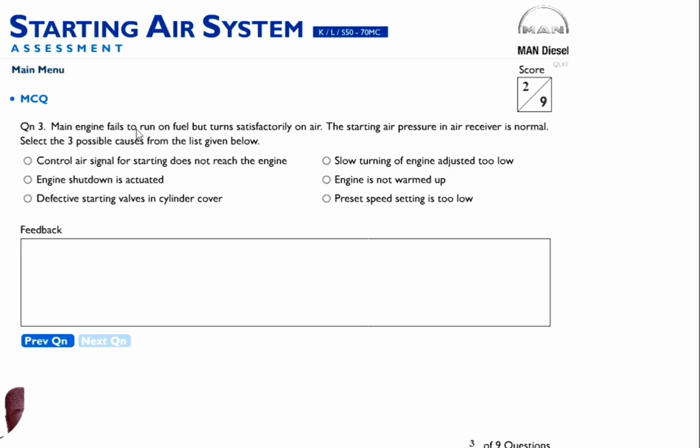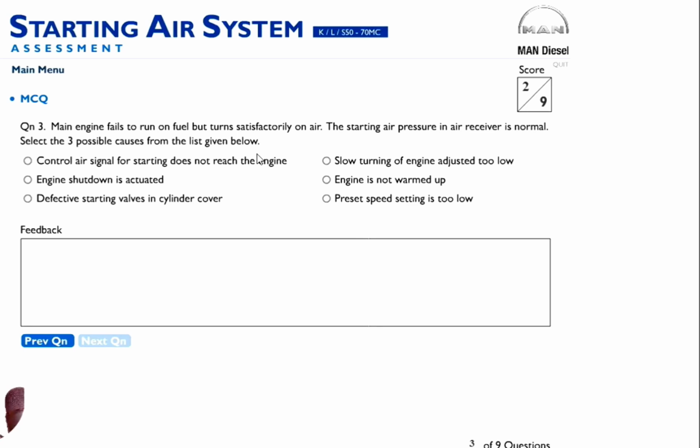Okay, main engine fails to run on fuel but turns satisfactorily on air. The starting air pressure in the air receiver is normal. Select 3 possible causes from the list given below. Okay, control air signal for starting does not reach the engine. Okay, the engine turns satisfactorily on air. We have air in the receiver, and it fails to run. Okay, that means something with the fuel. We do not have fuel, but it runs on air. This is very, very correct.